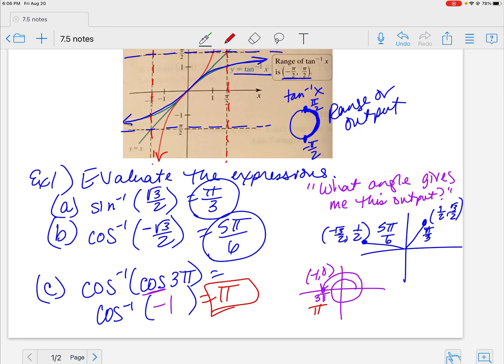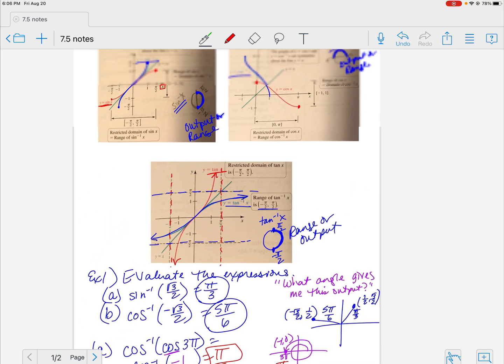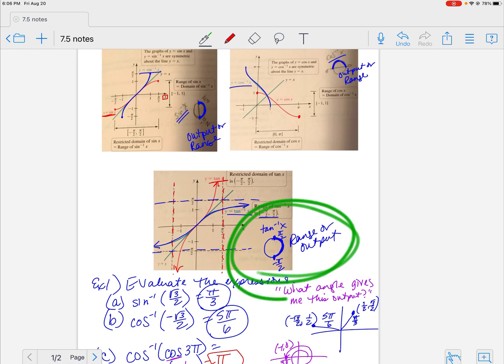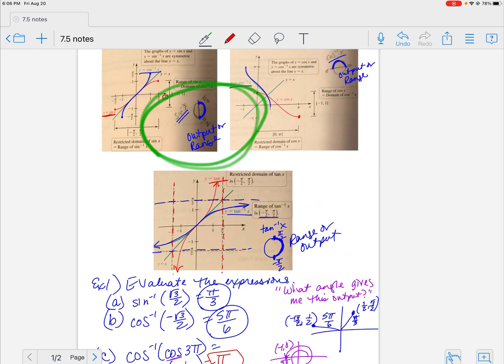Okay, good. There's a little trig review. Look that back over. Know these graphs. The main thing is, what can my outputs be for that inverse? All right. Nice job.